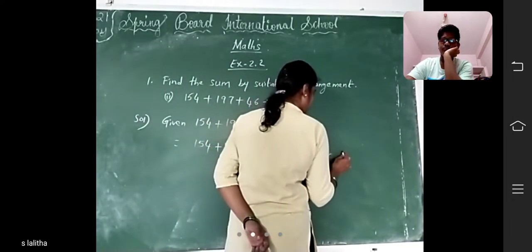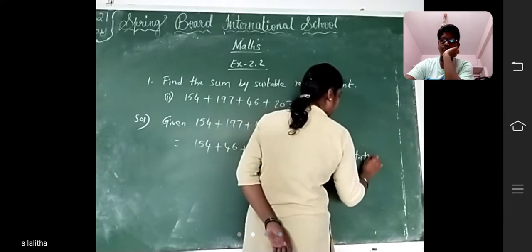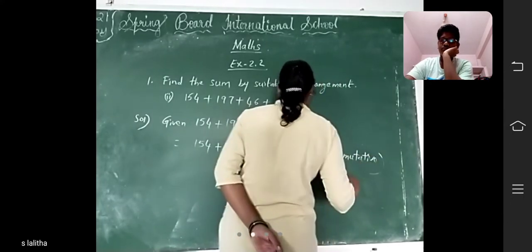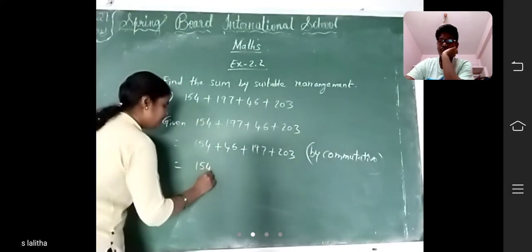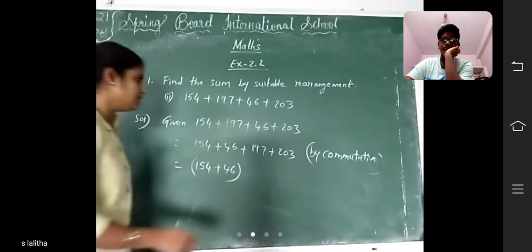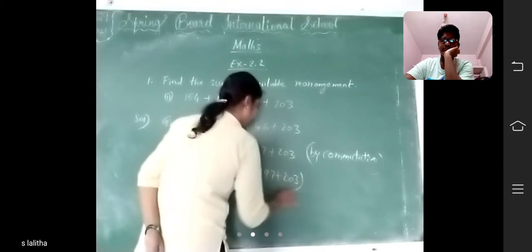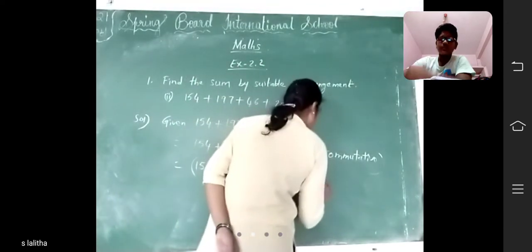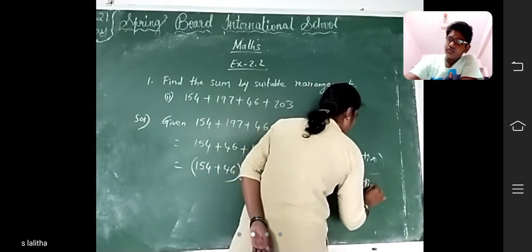By commutative. Now I am keeping the brackets: 154 plus 46, plus 197 plus 203. Which property is it? By associative.